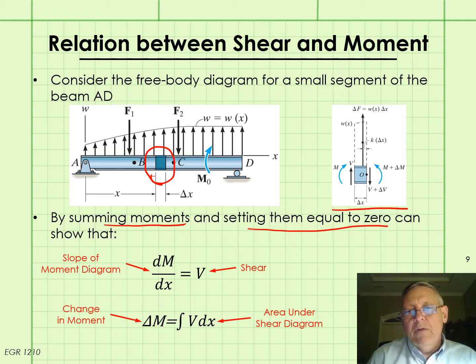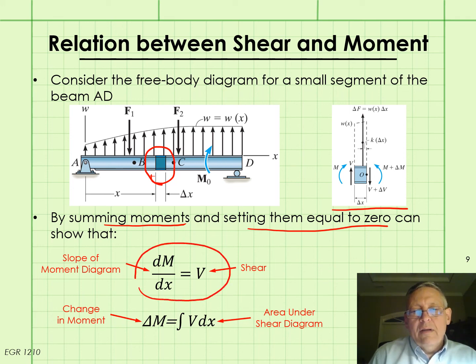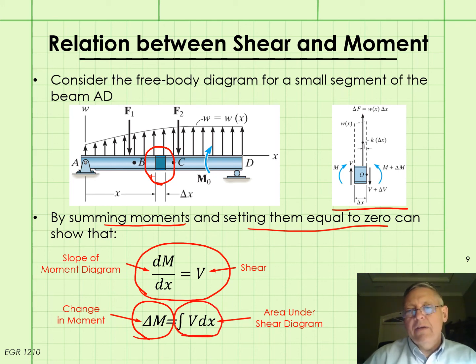because that segment of beam is in equilibrium. It's not moving anywhere. And when we do this, again, we're not going to show this derivation, but we can show that the slope of the moment diagram is equal to the shear at any point x, and that the change in moment between two values of x is equal to the area under the shear curve between those two values of x.